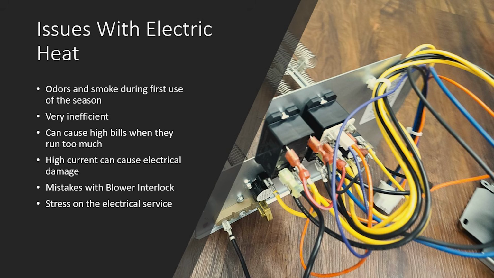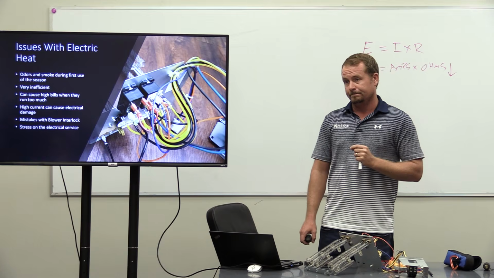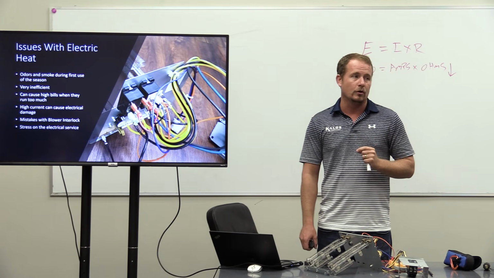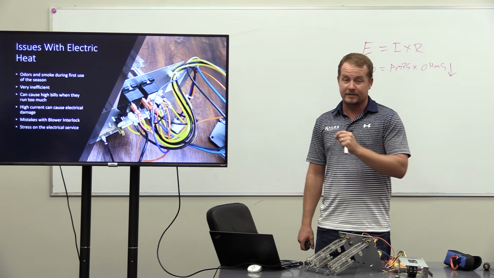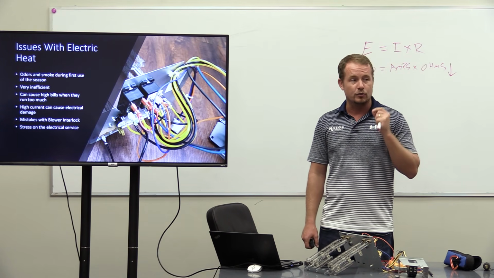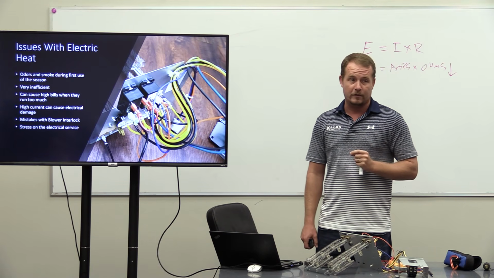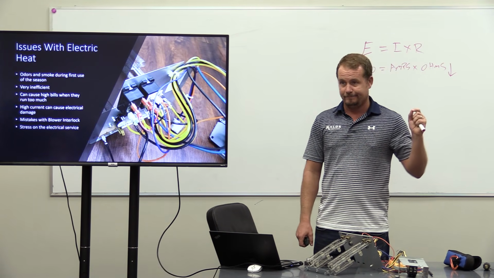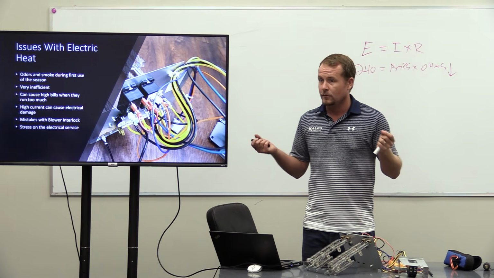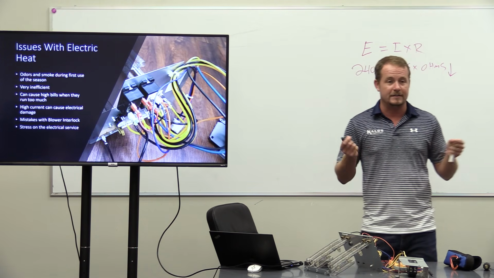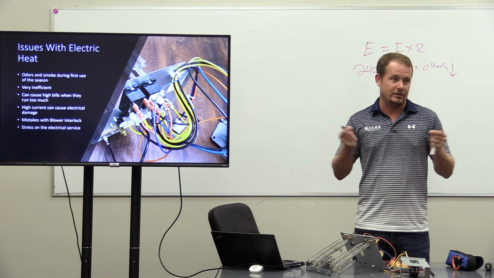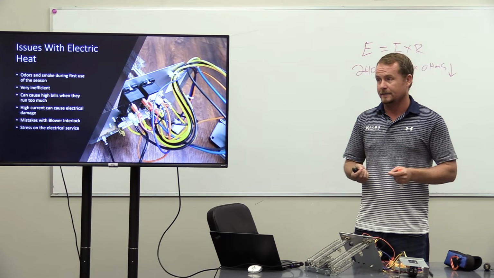They can cause high bills when they run too much. High current can cause electrical damage. Heat strips are one of the highest current drawing devices in the entire home. There's almost nothing in your home that's going to draw a continuous, and this is just 5 kilowatt, a continuous 20 amps at 240 volts. Nothing else in your house draws that much current, which means that nothing else in your house is as important that the electrical connections and the wire sizing and everything is correct.